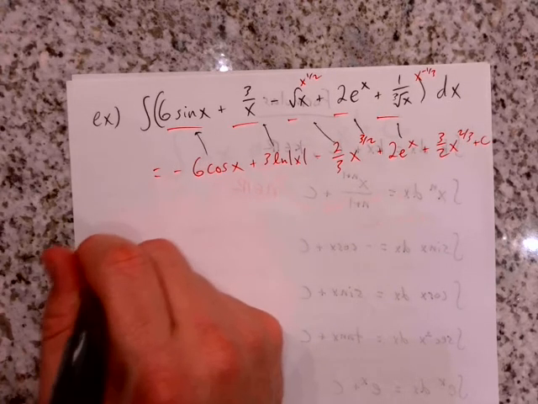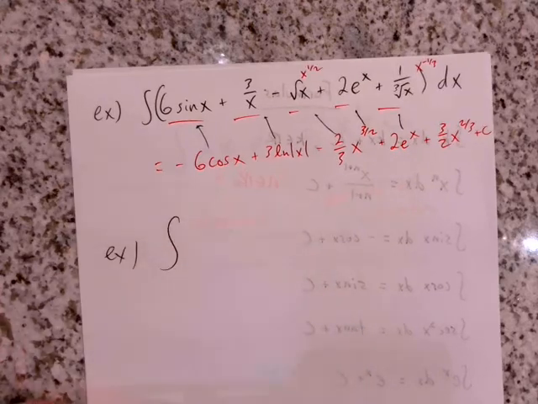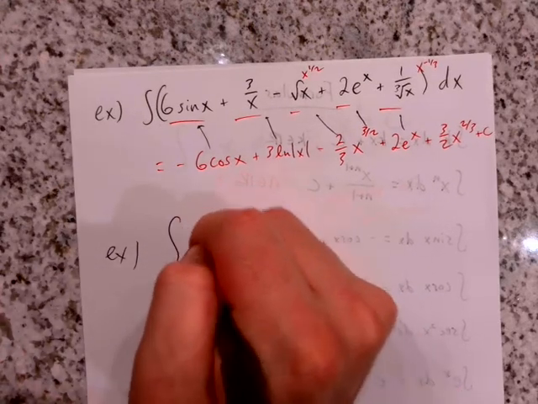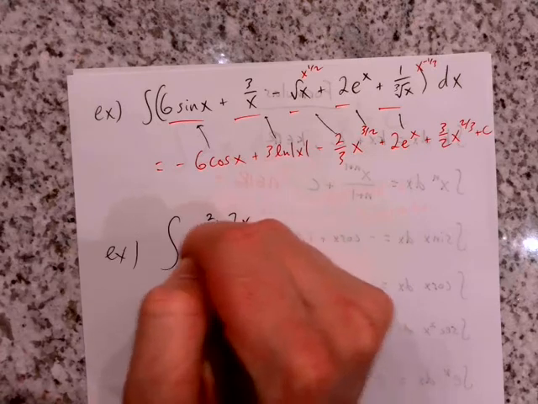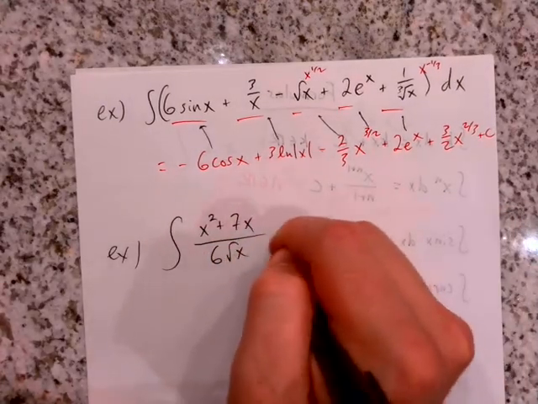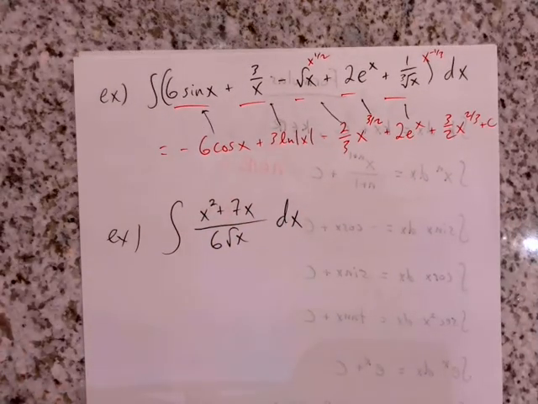Let's do another example. Let's say we got x squared plus 7x over 6 root x. Now, integration is a lot harder than differentiation. For derivatives, we know pretty much all the rules we need to know for almost any function. We have the quotient rule for quotients, the product rule for products, chain rule for composite functions, and you can combine all those rules to differentiate anything. Integration is a lot harder. There is no quotient rule for integrals.